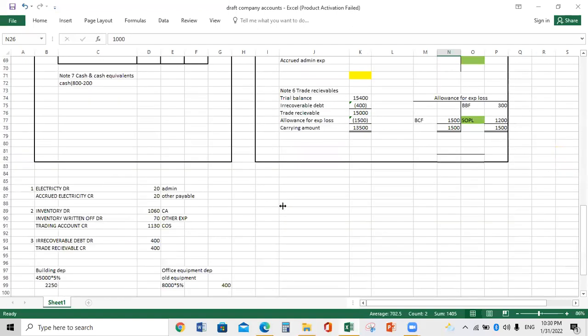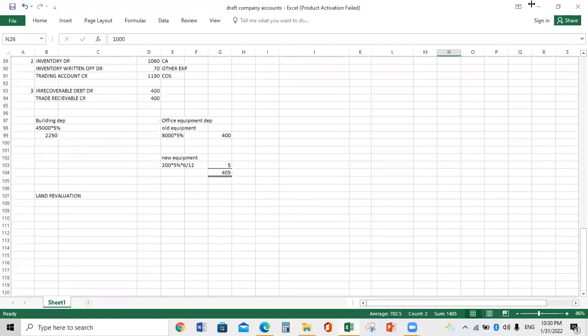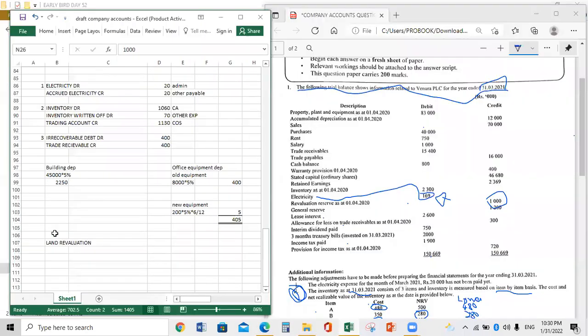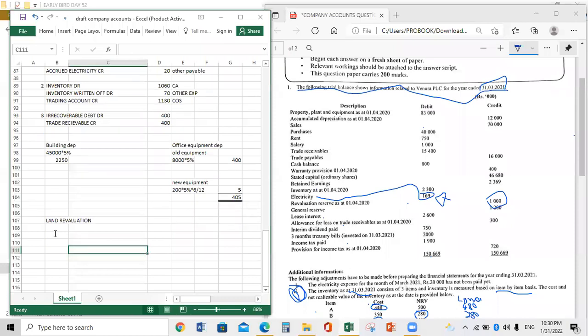Okay. Now see here, where did I stop? Land revaluation. Guys, when it comes to revaluation, if it is land or any asset, the first thing to do is find the revaluation surplus or deficit. Use the equation and find it. You take the revalued amount and deduct the carrying amount.